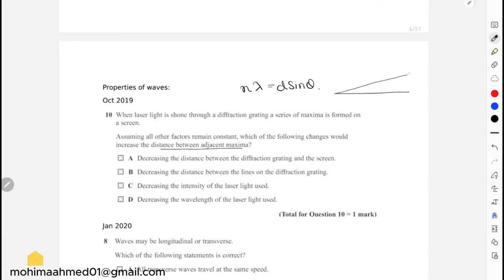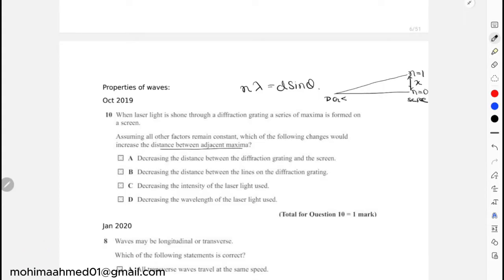On the screen on the opposite side, this is for n equals 1, this is for n equals 0, which we would consider as x over here. The distance between two adjacent maxima is considered as x, and they're saying that the value of x is supposed to increase. Another thing to remember: this is where your screen will be, and this is your diffraction grating filter.